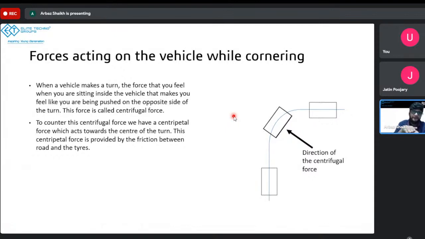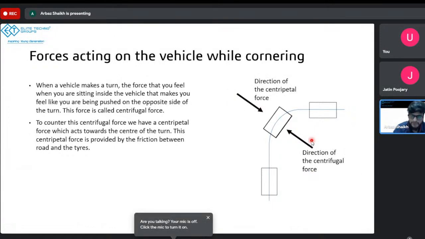So if this is the track, and your vehicle is turning like this, it should go away from the track because that force is acting in this direction, right? But it does not go in that direction. So it means there's some other force acting to counteract the centrifugal force. Now, what is that force? That is the centripetal force, acting in this direction, and that is counteracting the centrifugal force.